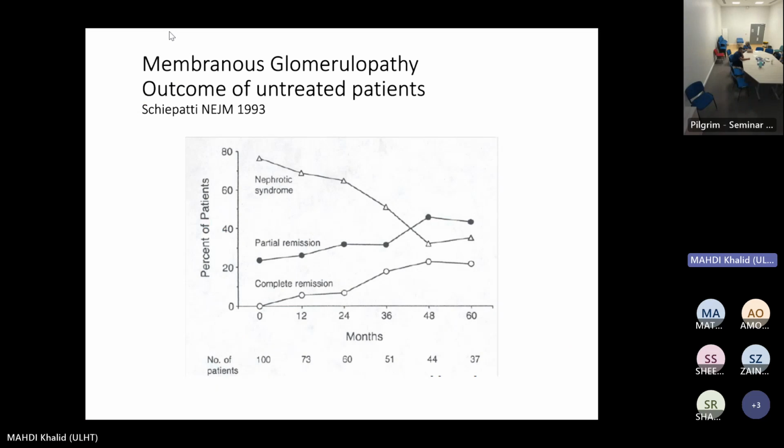And this is just to talk about the progression. As you can see, by 5 years, of those who start with nephrotic syndrome, more than 50% are in partial remission. That's without treatment. Under 40% are still nephrotic, and about 30% have complete remission, 5 years down the line, without any specific treatment. And that's part of the dilemma when we manage membranous nephropathy, because the treatment is heavy immunosuppression. I can't justify giving them all strong immunosuppression when a third of them will get better anyway.